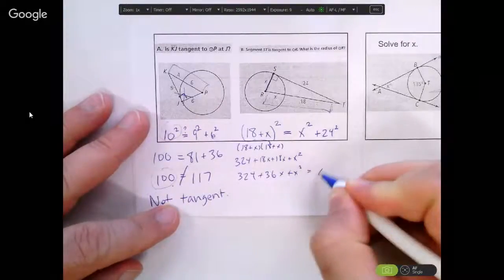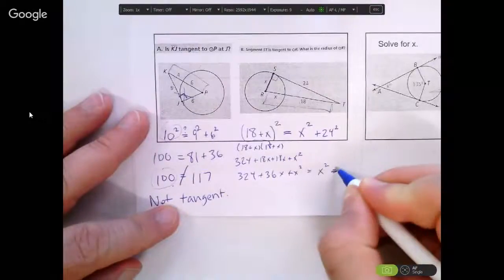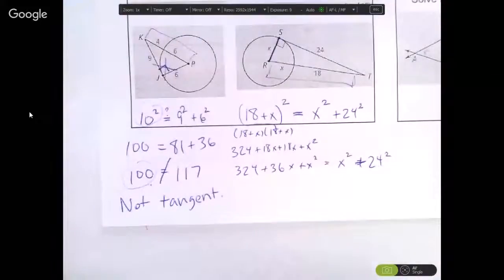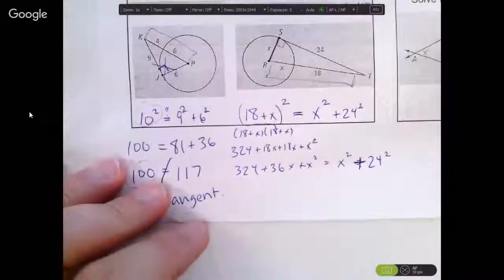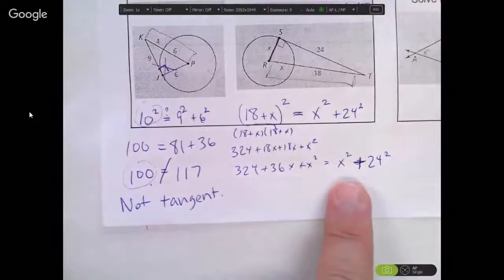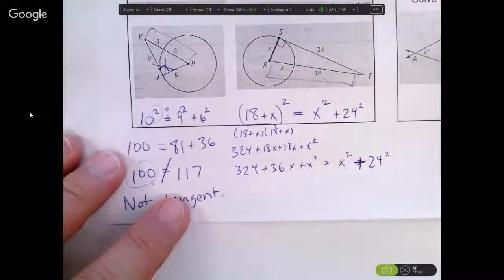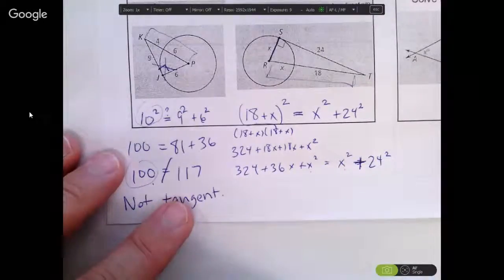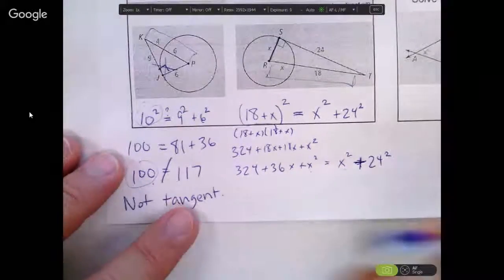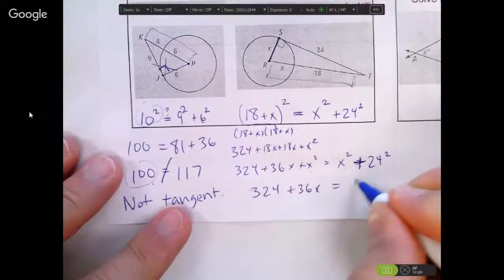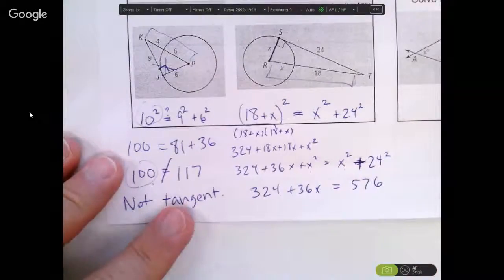The nice thing about these is that we have the x squared on both sides. If we didn't have that second x squared, do you know how you have to solve this? You have to use the quadratic formula. But these x squareds do what to each other? Cancel out. 24 squared is 576. So 324 plus 36x equals 576. Subtract.